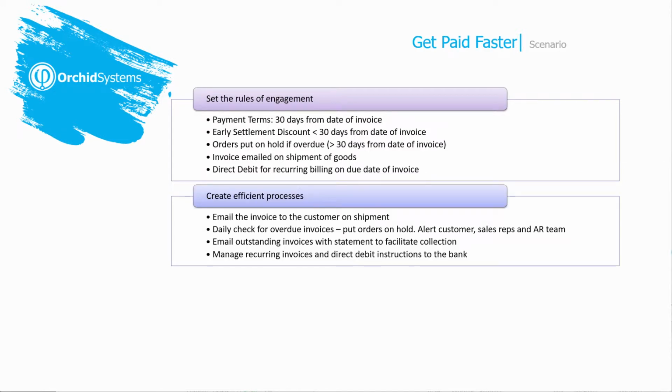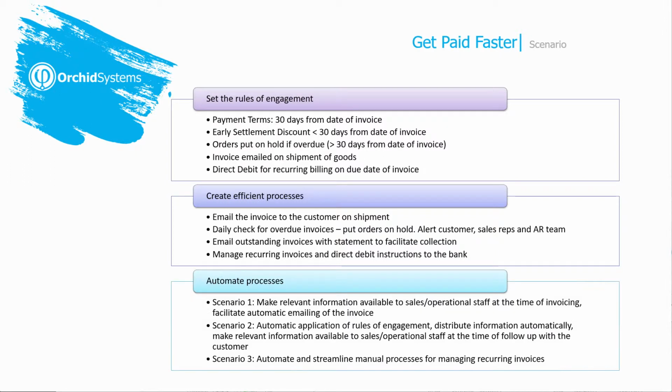And for our recurring billing, we're going to direct debit the recurring billing on the due date of the invoice. And the processes that we're going to create to support our rules of engagement are: we're going to email the invoice to the customer on shipment of the goods. We're going to do a daily check for overdue invoices and put the orders on hold. Alert the customers, sales reps, and the AR team at that time too. And on follow-up with the customer on outstanding invoices, we're going to provide all outstanding invoices and a statement at the time of calling the customer to facilitate our collection. And we're going to manage our recurring invoices and direct debit instructions to the bank.